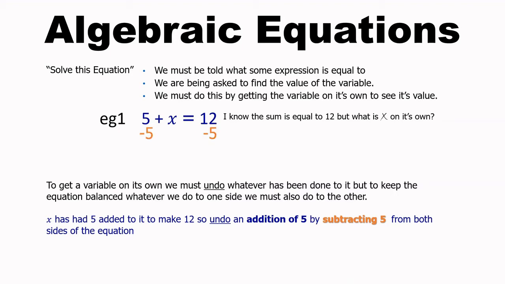That's going to get our x on its own, because 5 plus x minus 5 leaves us with just the x, and x must be equal to 12 minus 5. 12 minus 5 is 7, so x must be equal to 7. That's the solution to our equation.